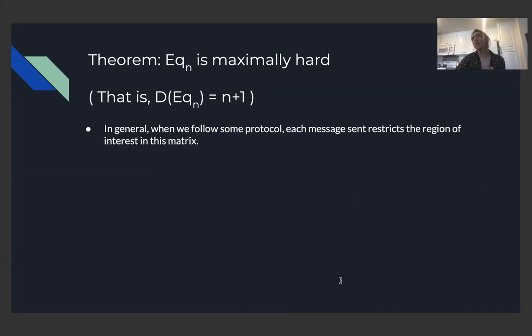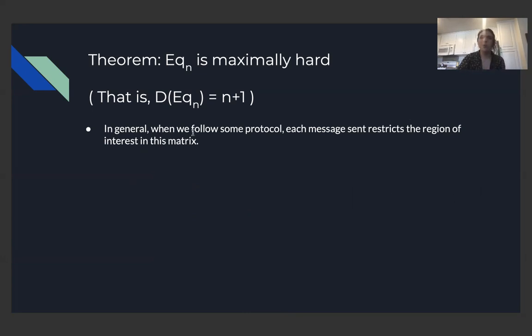So why are we interested in this? Well, in general, when we follow any protocol, and remember, if we want to prove this is really a lower bound problem, right? We know that we can do it in n plus 1. The claim is that we need at least n plus 1 as well. So in order to show a lower bound, we have to argue against all possible protocols. And this is going to give us some combinatorial way of doing so, as is often the case in computer science.